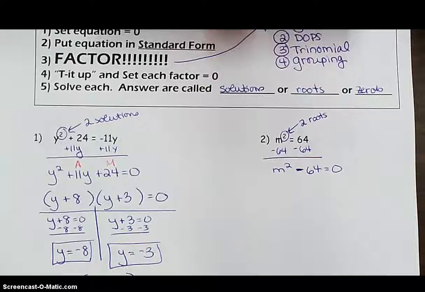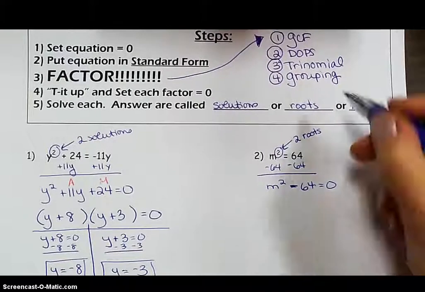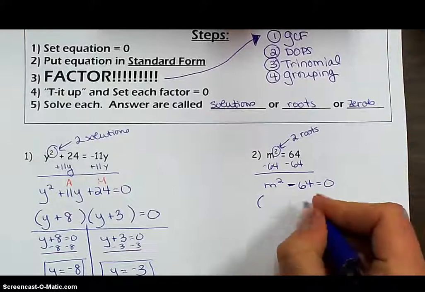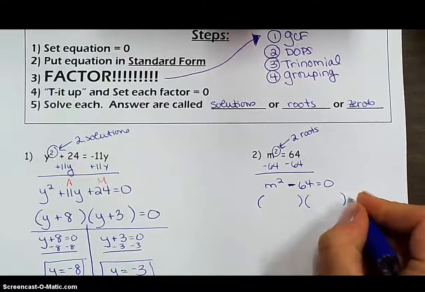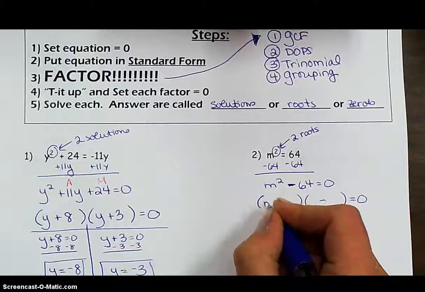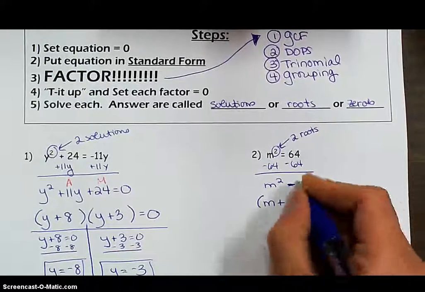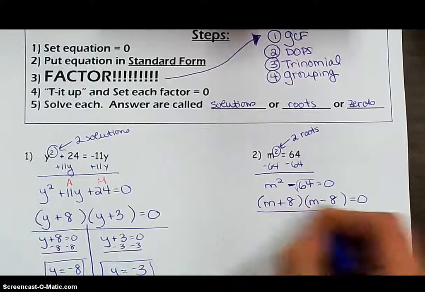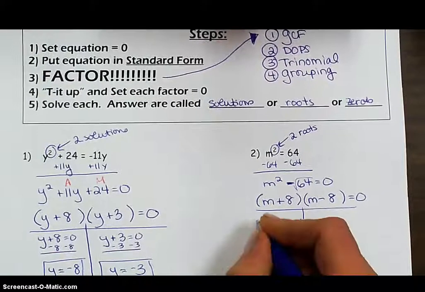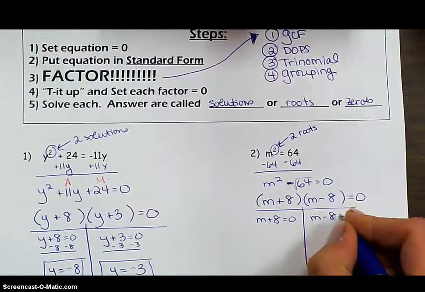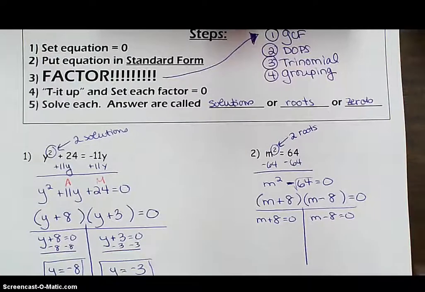Okay, now we have to factor. So remember your rules for factoring. First is GCF, no GCF. Second is DOPS. So we're going to go ahead and use difference of perfect squares. So one gets a plus, one gets a minus. M, and the square root of 64 is 8 and 8. Then we're going to T it up. So we get m plus 8 equals 0, m minus 8 equals 0. And then you can solve both sides.